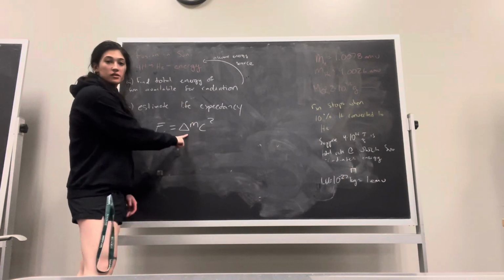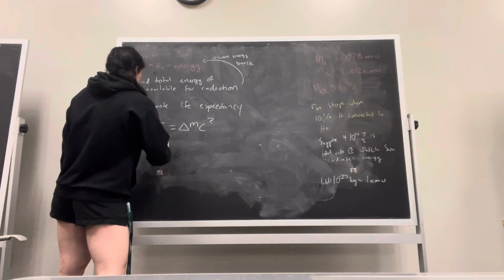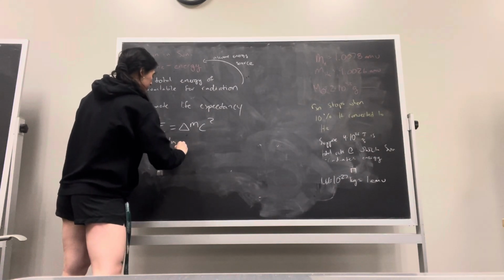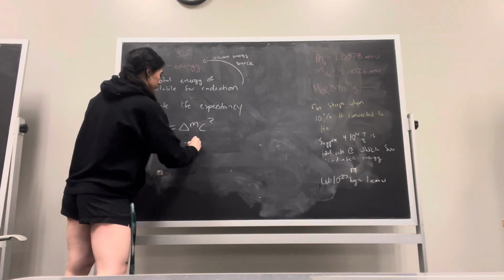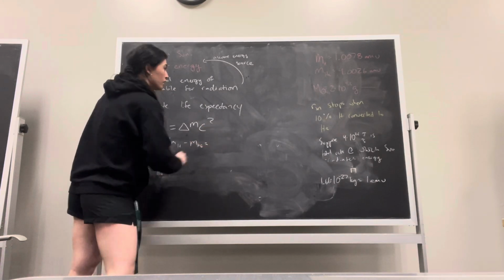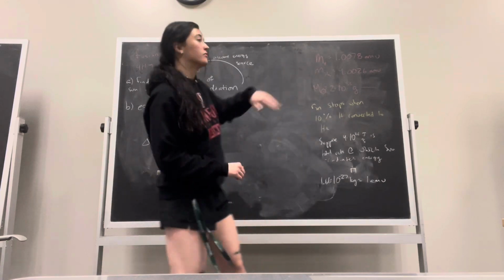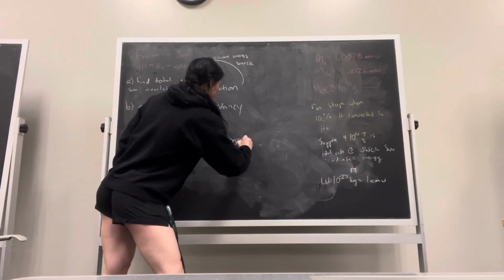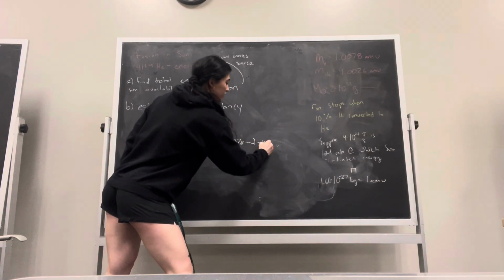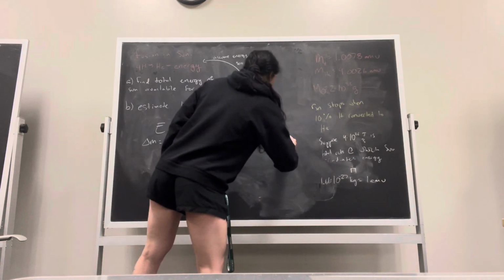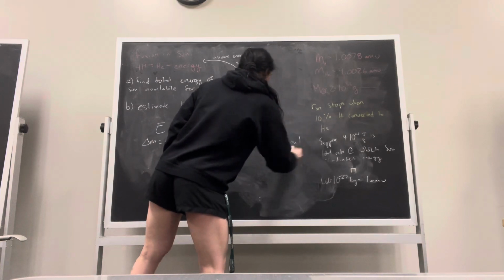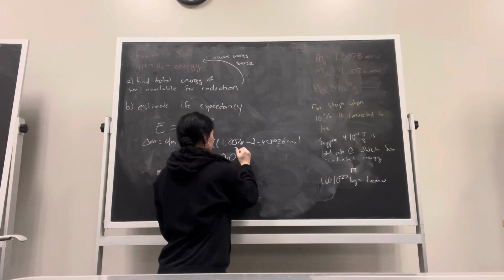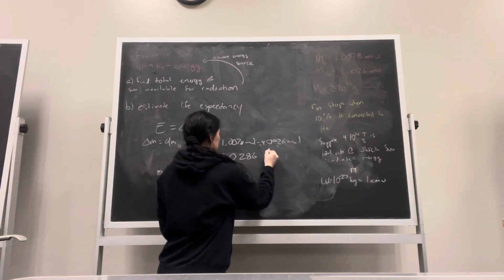Okay, but what's our delta M for this fusion reaction? Well, this is going to be 4 times our mass of hydrogen minus our mass of helium. And I give these to you over here. So 4 times 1.0078 AMU minus 4.0026 AMU. This is going to come out to be 0.0286 AMU.